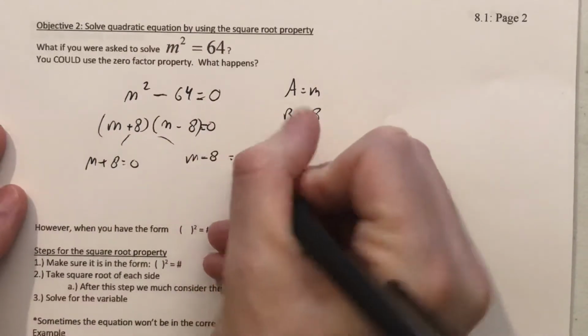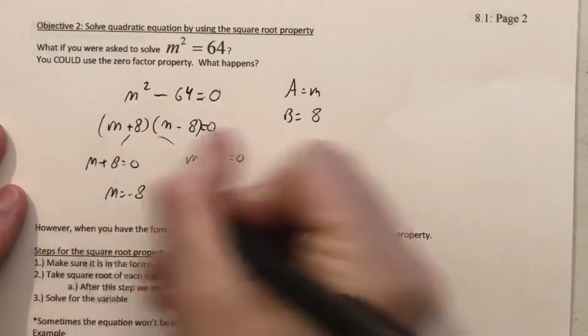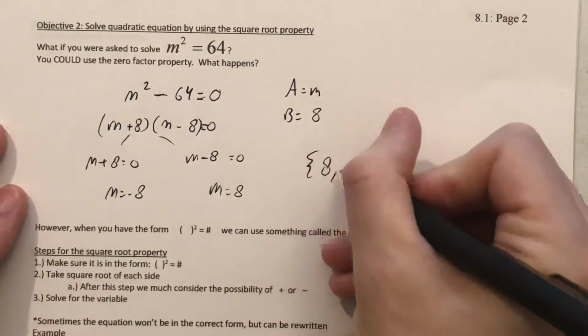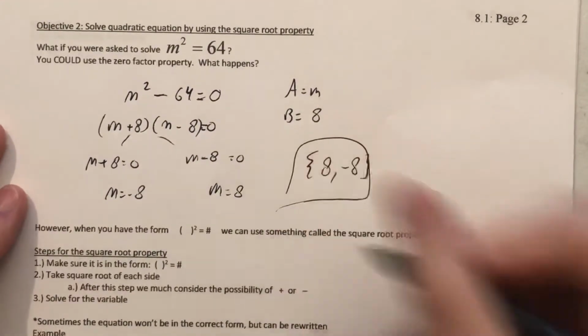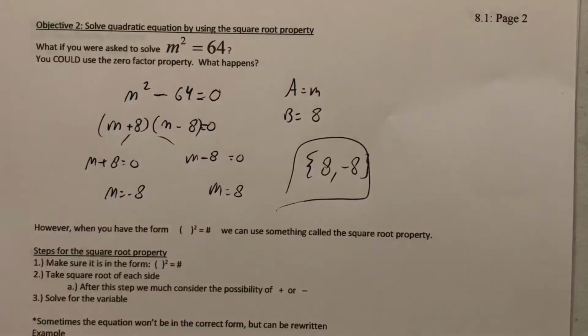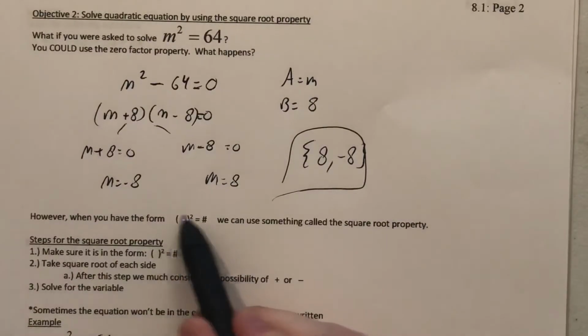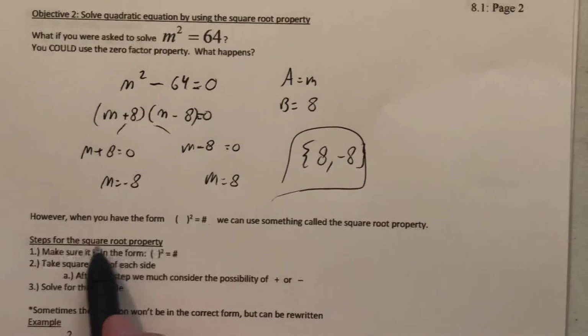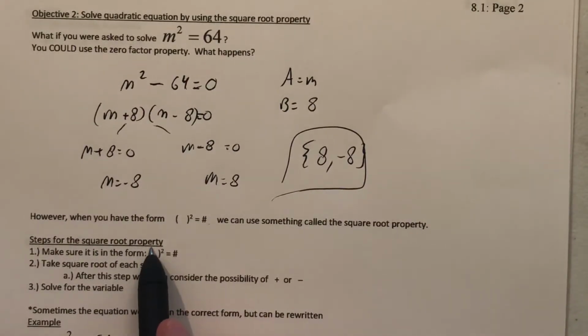giving us m plus 8 equals 0 and m minus 8 equals 0. So giving me a negative 8 and a positive 8. So two solutions, 8 and negative 8. However, we want to also point out there's a form to this equation that going forward we can actually take advantage of. And that's the form of something on one side being squared equal to nothing but a number on the other side. And in this form, we can use something called the square root property as well.